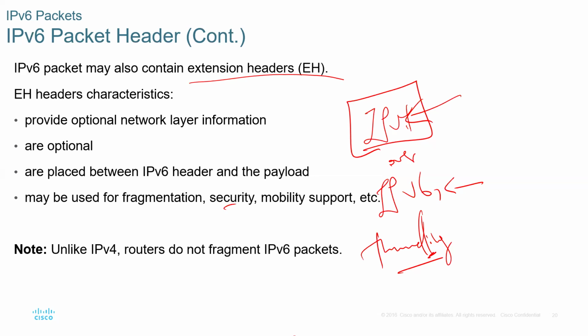All right, so extension headers are basically an option given to IPv6 packets where you can add some information. It's an option. With IPv4, we don't have those options. It's either there or it's not. So with IPv6, we have that flexibility because we can add it or we can remove it.